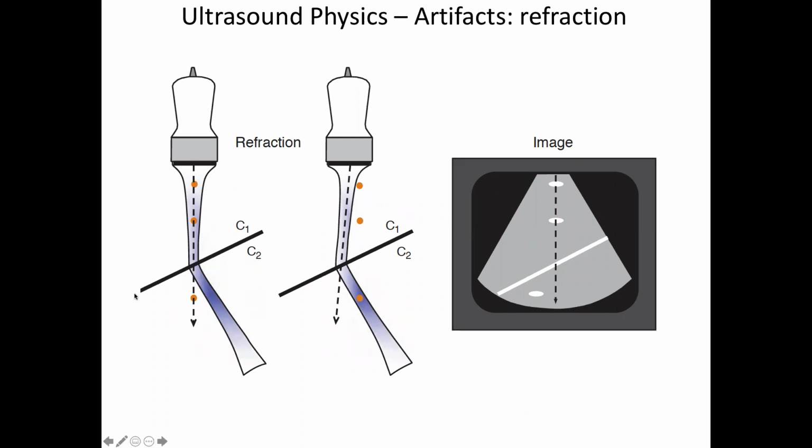Okay. So if we have a boundary between 2 tissues, we get an echo from that boundary. If that boundary is at an angle, we're going to get refraction at that boundary. And so the beam will actually bend with respect to the boundary, and so distal to that boundary, it may cause objects that are beyond the boundary to be mapped to the wrong location, right?